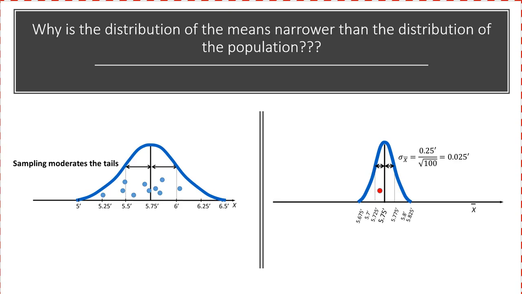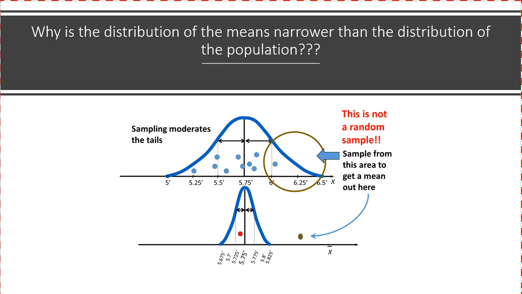So why does the distribution of the mean become narrower compared to the distribution of the population? This happens because sampling moderates our tails. When I pull my sample, I'm not capturing all of those outliers, which results in my observations falling in a more concentrated area and giving us a smaller standard deviation. Another thing to keep in mind is that if I took a sample from the area that's circled here on the screen, it would not be considered a random sample, and you would have a mean that is not representative of the population. Remember, random samples are intended to be representative of the characteristics of the population.